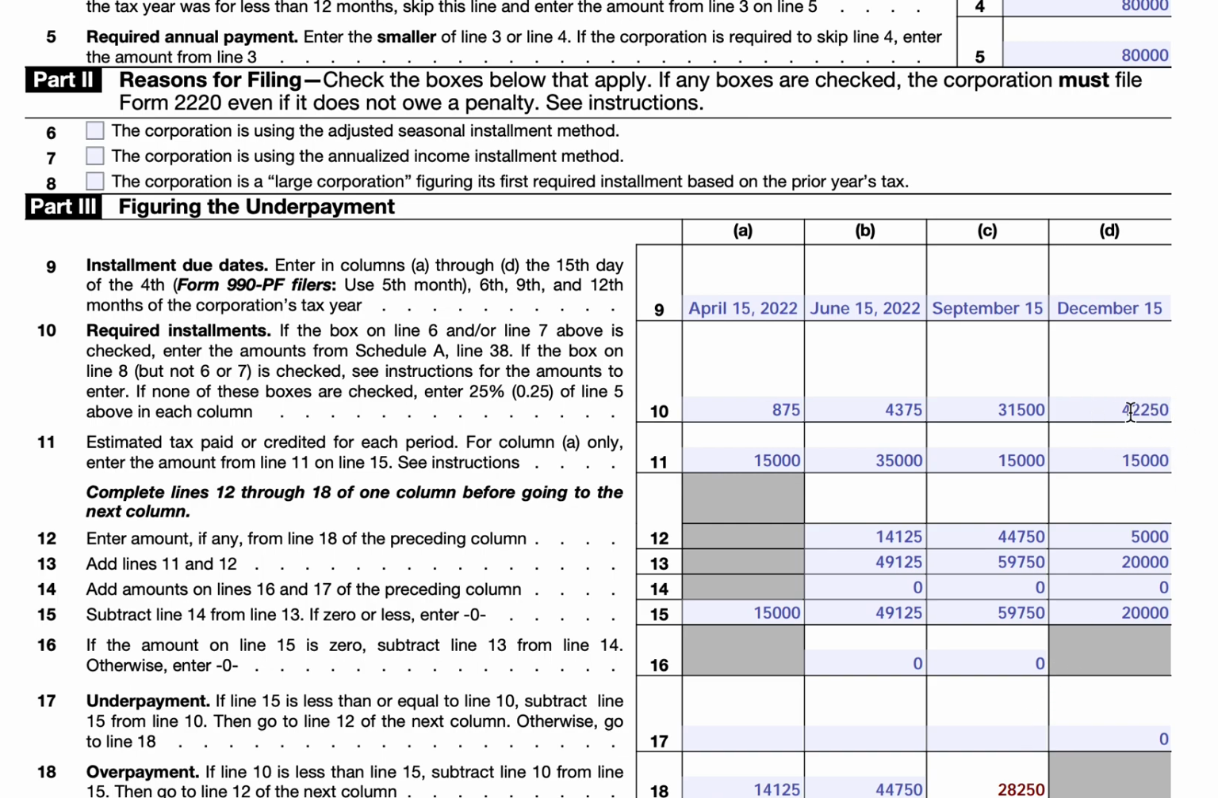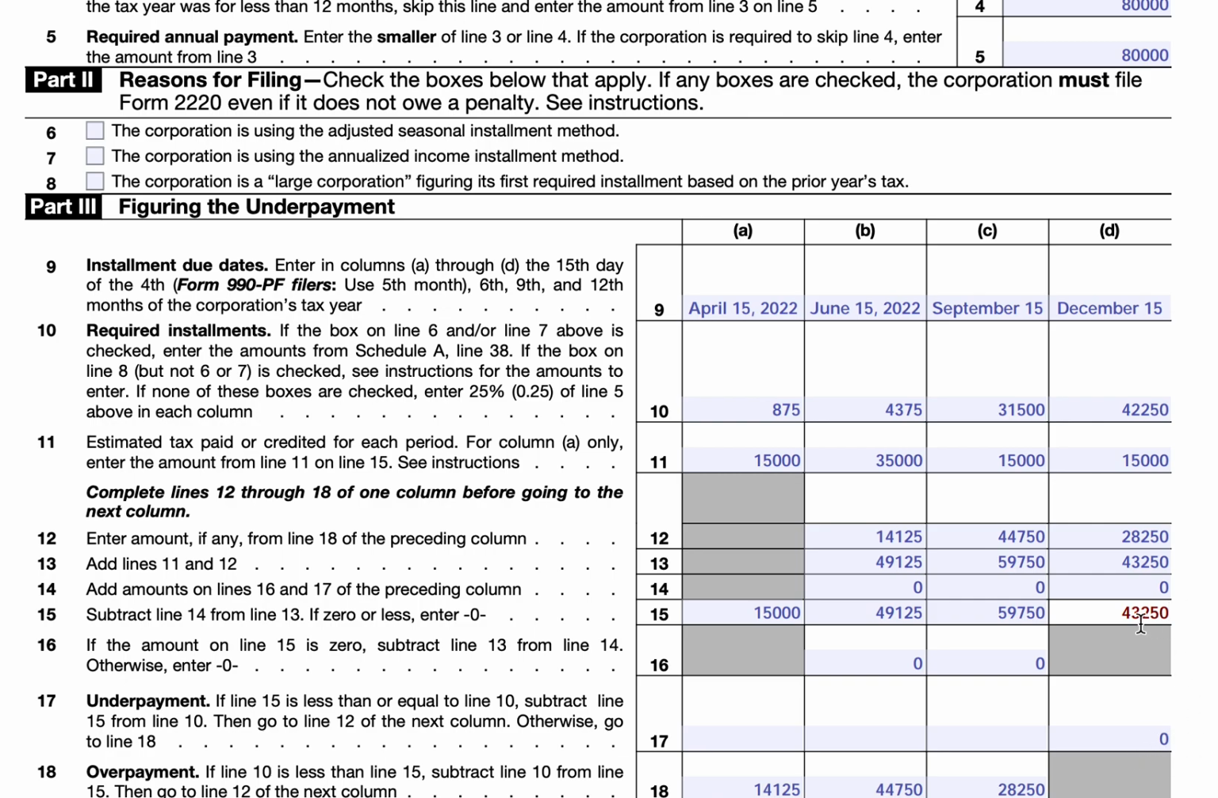Now we have a pretty big installment due in the fourth quarter. Let's see how it matches up. We paid $15,000 into that, and now we're going to enter the amount from line 8 here. So that's $28,250, and then we're going to add those, $43,250. Nothing from the underpayment side, so now we're going to drop this down.